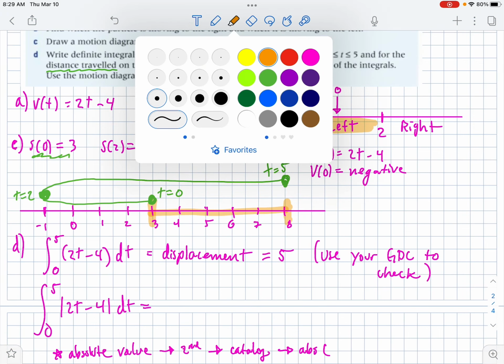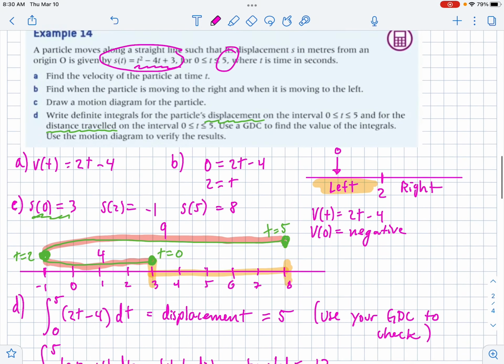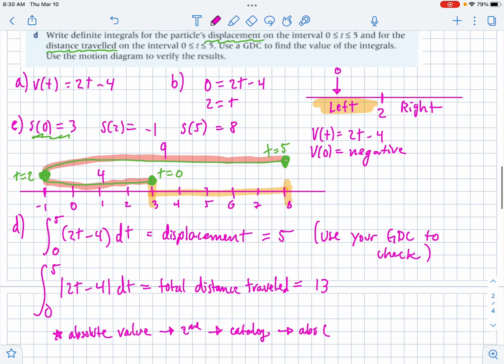I'm not actually going to punch it into my calculator because you can tell from our sign diagram that it first goes a distance of 4 this way, and then it turns around and goes a distance of 9. So I know 4 plus 9 is going to be 13. So this is total distance traveled: 13. Units on this? Yep, meters. 5 meters, 13 meters.